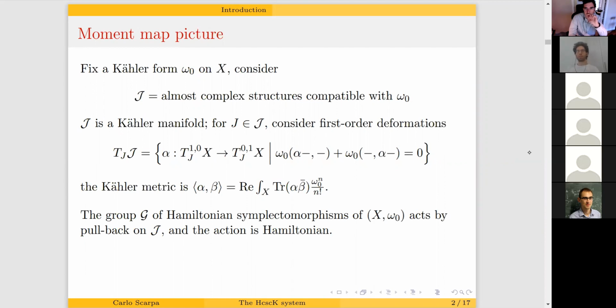So the group that acts on J is the group of all symplectomorphisms that have a Hamiltonian potential. And this action is Hamiltonian. So this is the theorem by Fujiki and Donaldson that the moment map for this action is given by the scalar curvature of the metric.